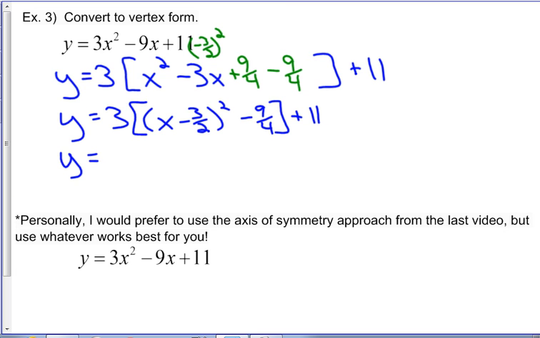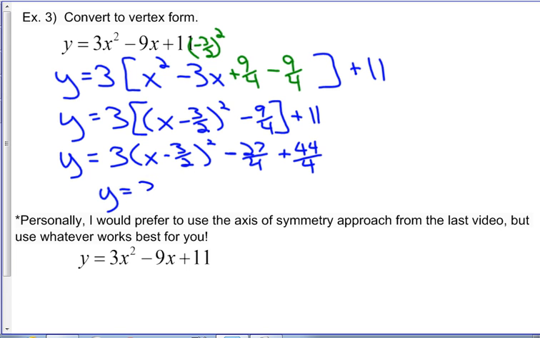And here we have some fractions to deal with. So this will give us 3 x minus 3 over 2 all squared. 3 times 9 over 4 would be negative 27 over 4 plus 11. And again, you'll need a common denominator. So that's 44 over 4. In the end, we get this.